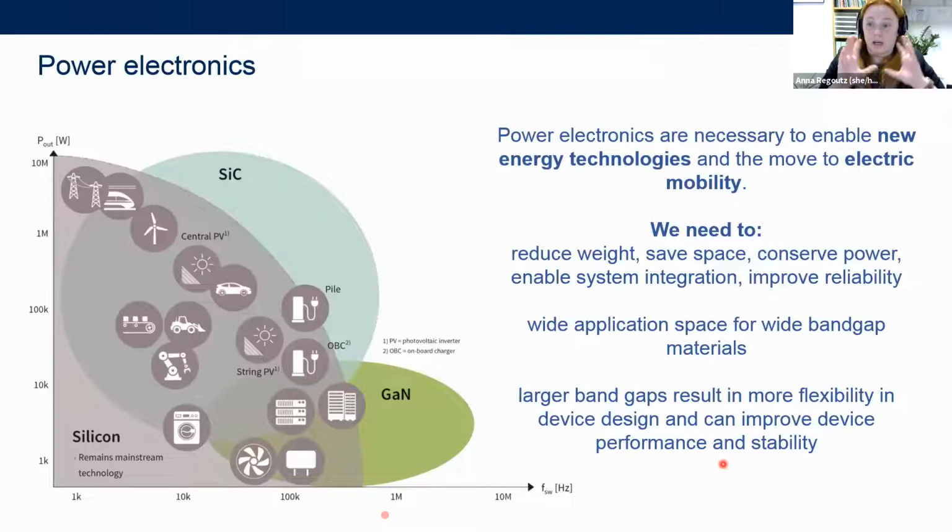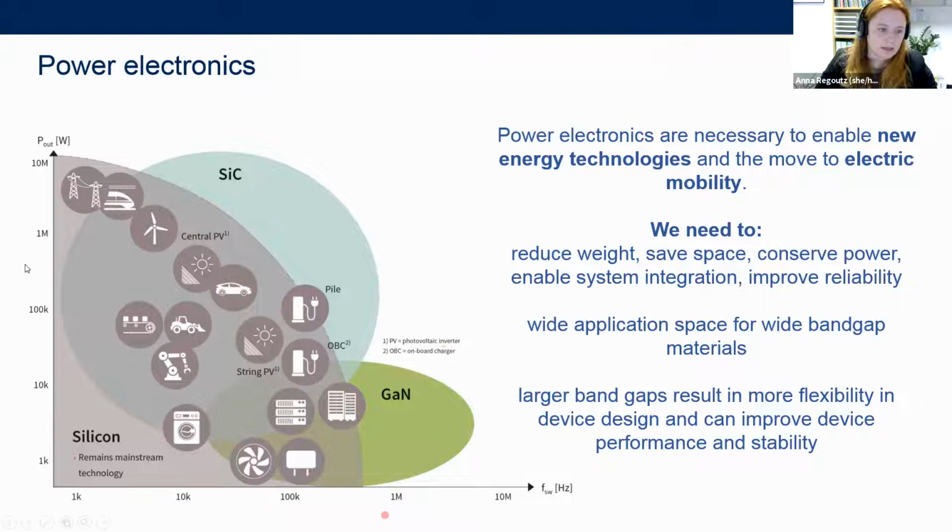Okay, so again, we're talking power electronics. I've already told you what maybe the next generation is, with gallium oxide, with boron nitride, etc. But where we are at with industry standard is really silicon carbide. Silicon carbide is replacing silicon in a lot of applications. And these types of technology are really enabling new energy technologies, the move to electric mobility, and they address all of the different needs that we place on these materials, like reducing weight, saving space, conserving power, of course, and being more power efficient.